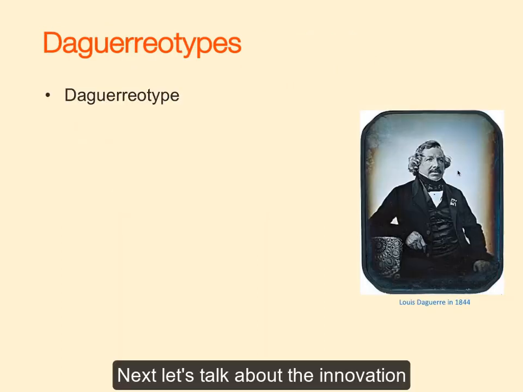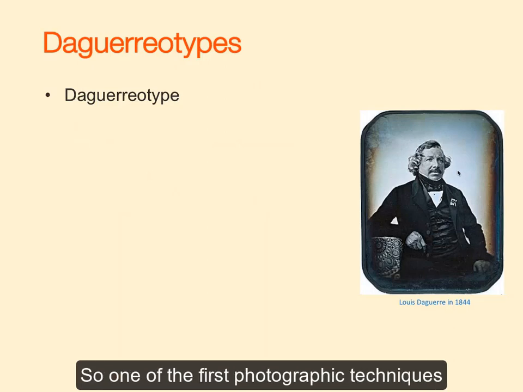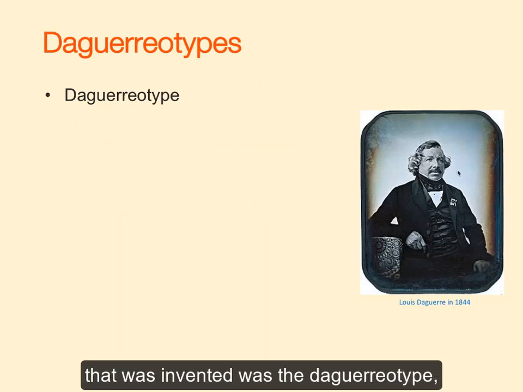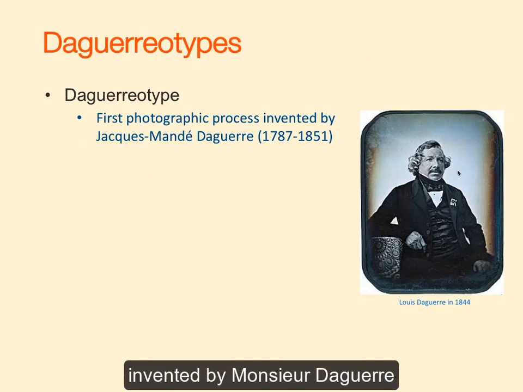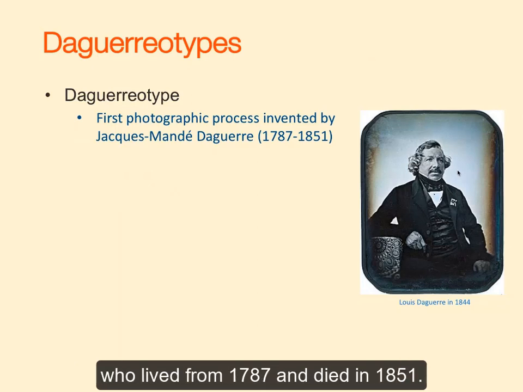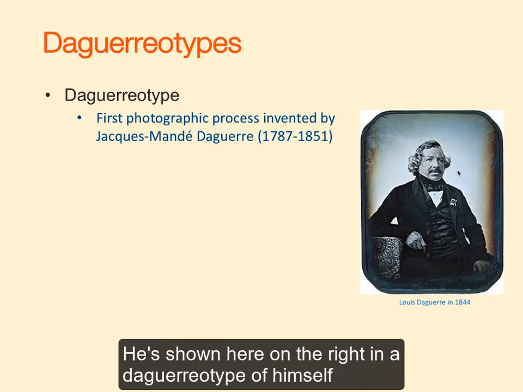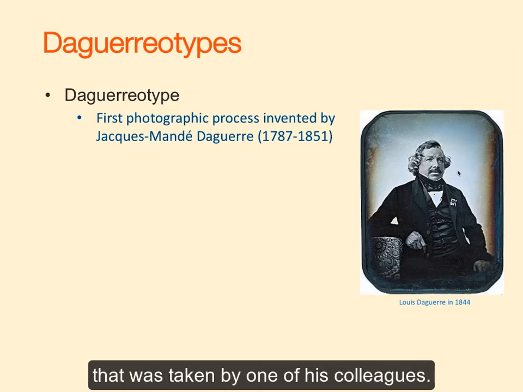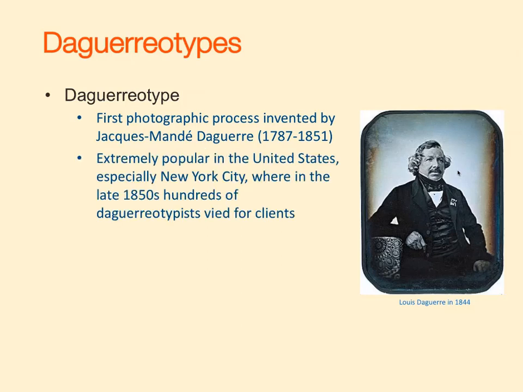Next, let's talk about the innovation that occurred in photography. So one of the first photographic techniques that was invented was the daguerreotype, invented by Monsieur Daguerre, who lived from 1787 and died in 1851. He's shown here on the right in a daguerreotype of himself that was taken by one of his colleagues.